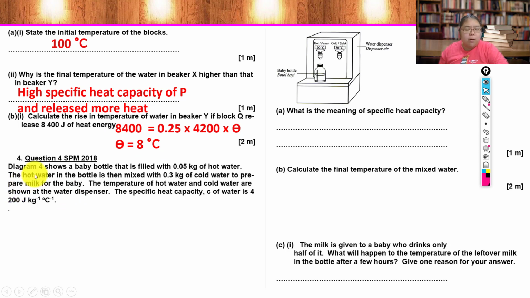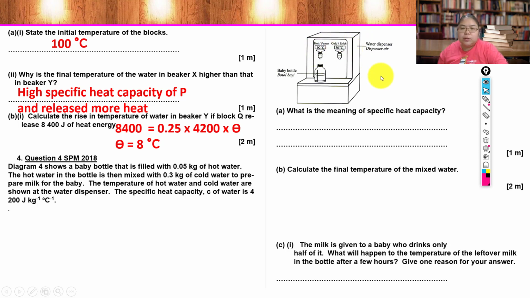Okay, question number 4. This one shows a baby bottle. They fill it with 0.05 kg of hot water. Now the hot water in the bottle will mix with 0.3 kg of cool water to prepare the milk for the baby. The temperatures of the hot water and cool water are shown on the water dispenser. The specific heat capacity of water is also provided. Now we see the dispenser: the hot water is 90 degrees Celsius, the cool water is 30.